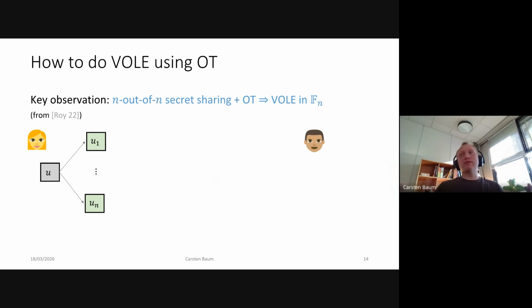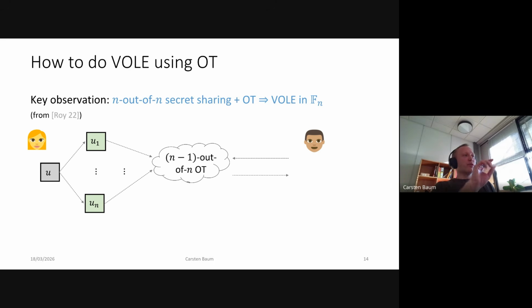I take my U, the secret from my VOLE. I share it into n individual pieces, so if I add them up afterwards, I get U back. And now I run an n-1 out of n oblivious transfer, so I give n-1 of the n values U_i to the verifier. Then I can think about this as being equivalent to picking a delta in the field and obtaining all U_i where i is not delta. This is what an n-1 out of n OT is doing.